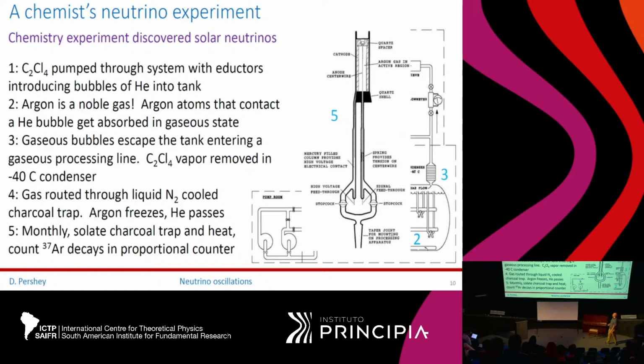Argon-37 is radioactive. It decays on about a 30-day time scale. So if you just count the number of radioactive decays as a function of time, then you can explicitly see the number of Argon-37 events that you trapped in the charcoal. And then, of course, use that to infer how many interactions were actually happening in your experiment. So this is how neutrinos were discovered coming from the sun. It's a great chemistry experiment, very interesting.